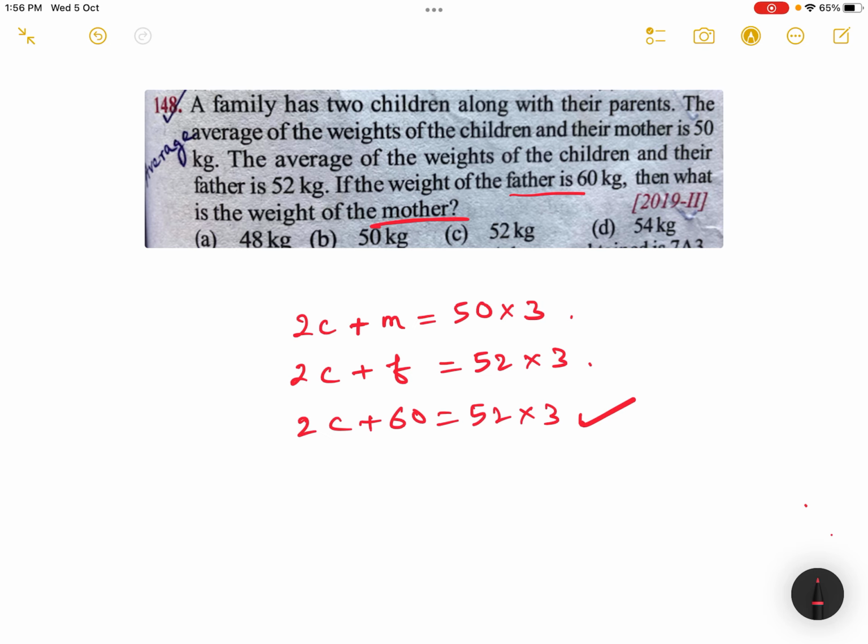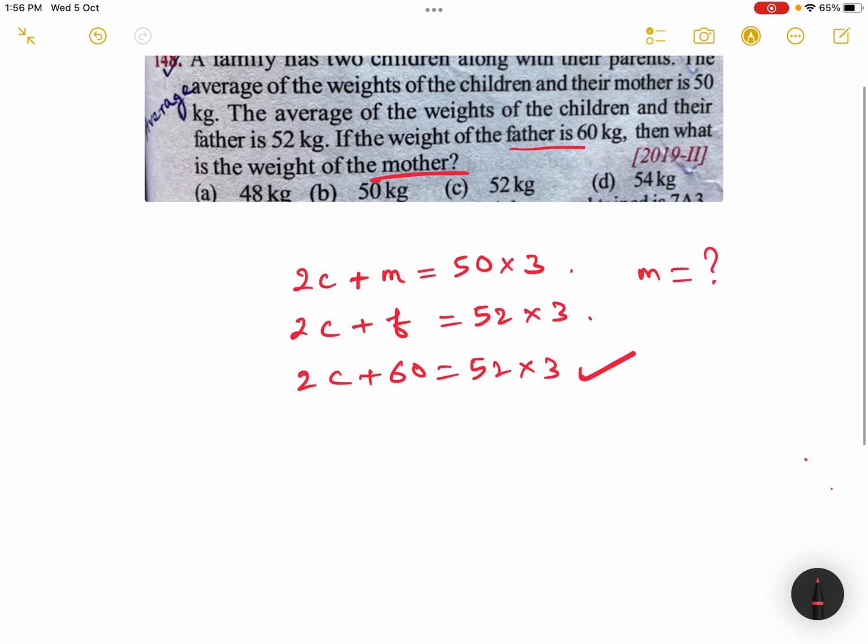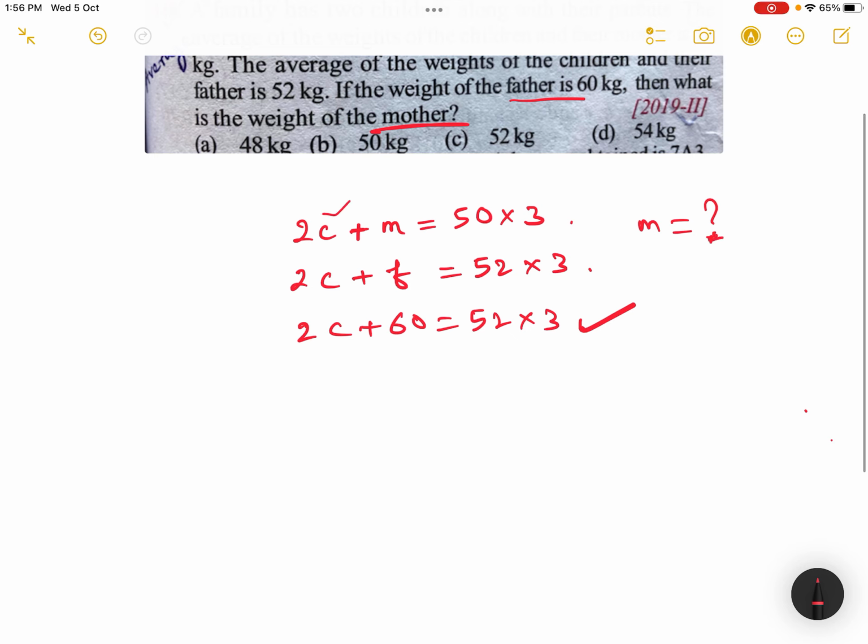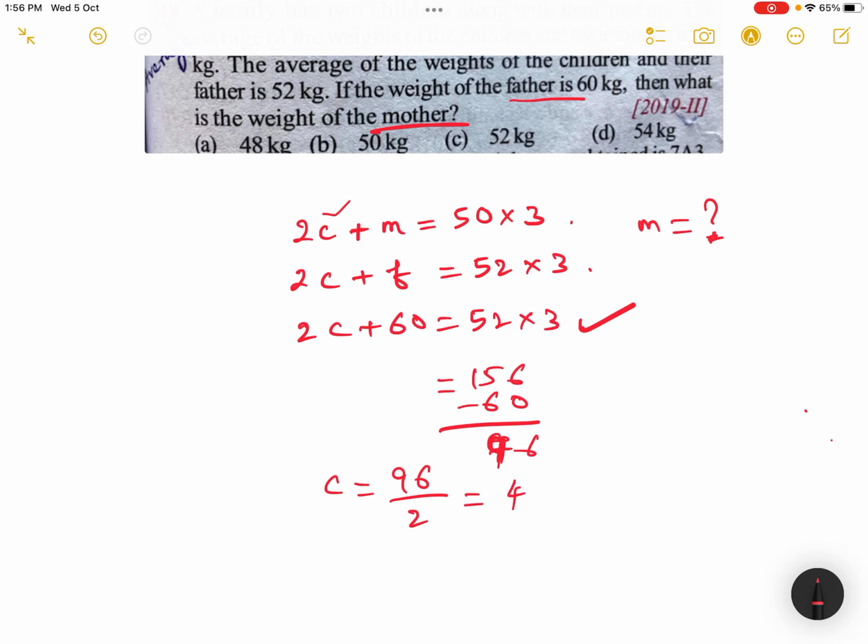What is the weight of the mother? Mother, we don't know. In order to find the mother, we need to find out the children first. So from here, what do we get? 156 minus 60 is 96. So C is 96 by 2, which is 48.